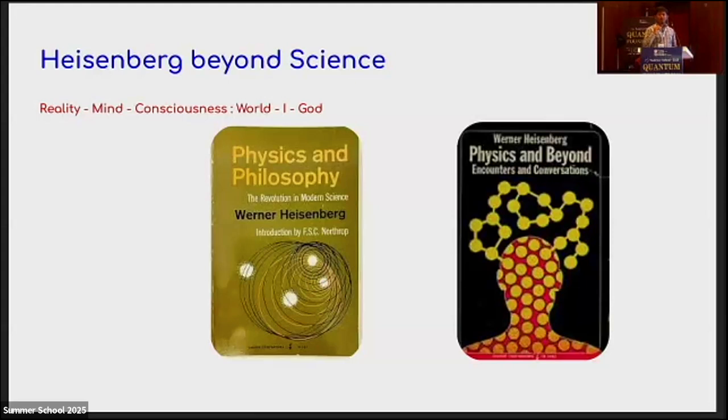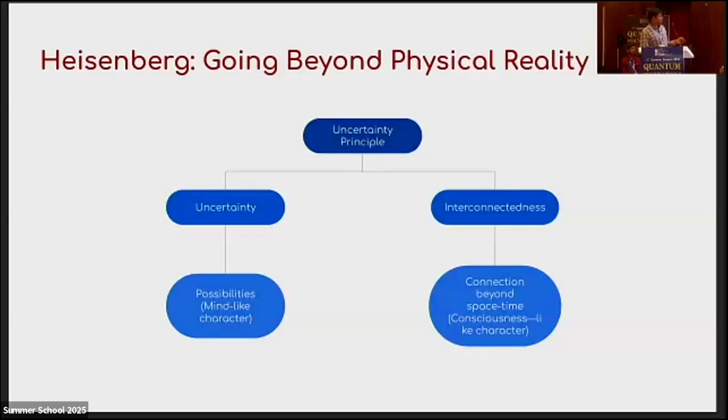Now we will go to Heisenberg and what happened as he was evolving through these concepts. In his later years, you can see these two books, where he has described his experiences over the journey. He went from reality, observed while trying to explain hydrogen atom spectra, little by little developments. He came to possibilities, and from there, mind and consciousness, he has described the world, I, and God. I will elaborate on this in the next slide.